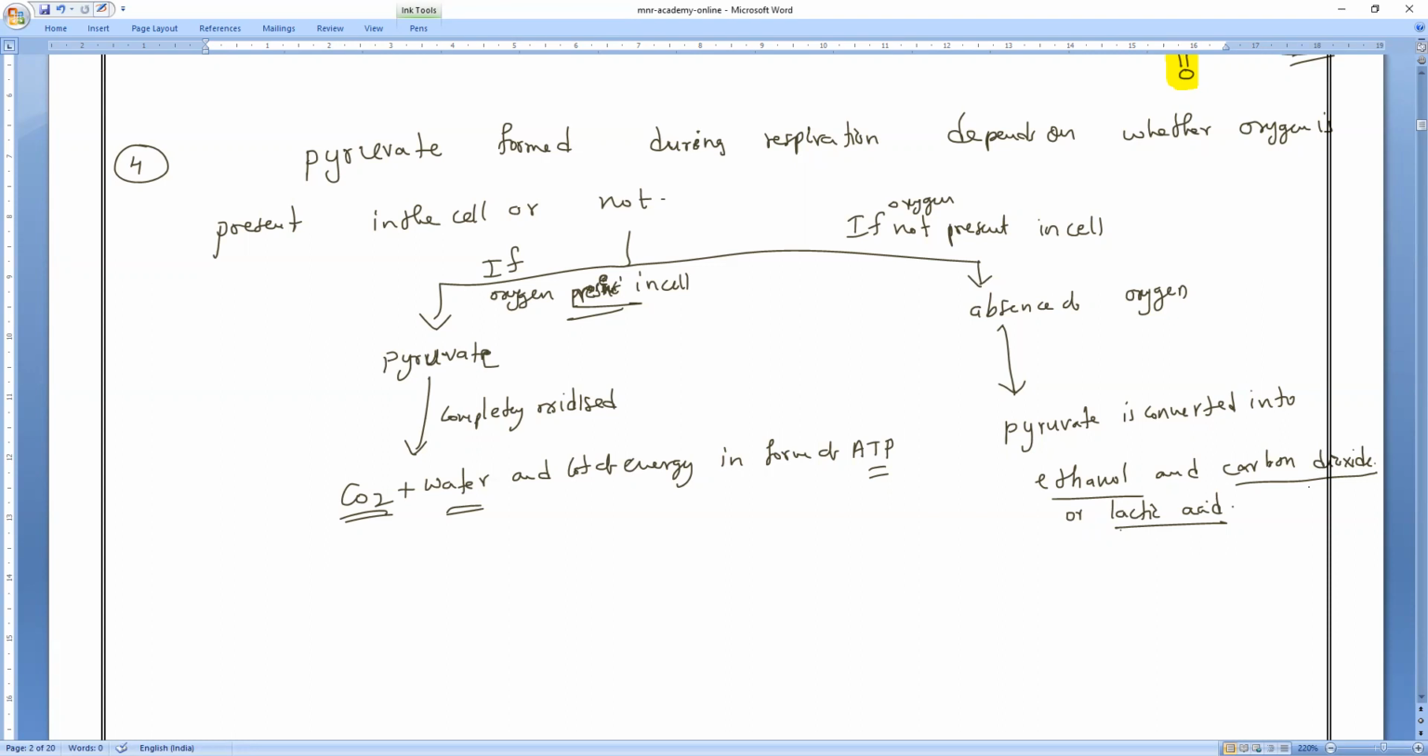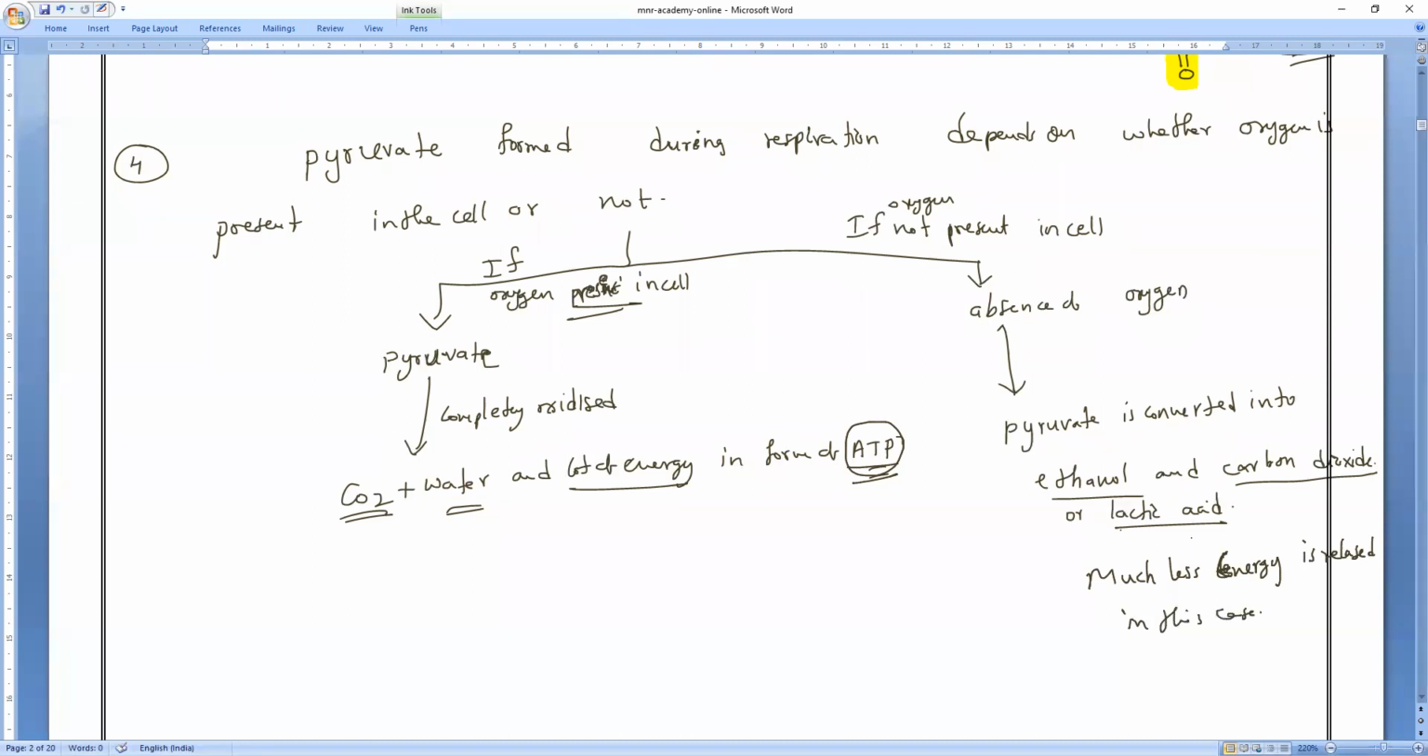Okay. Understand? And of course, energy here also will release, but here a lot of energy is released in the form of ATP. But here much less energy will release. That is why this energy cannot be sufficient for our body. Very, very much less energy is released in this case. Clear?